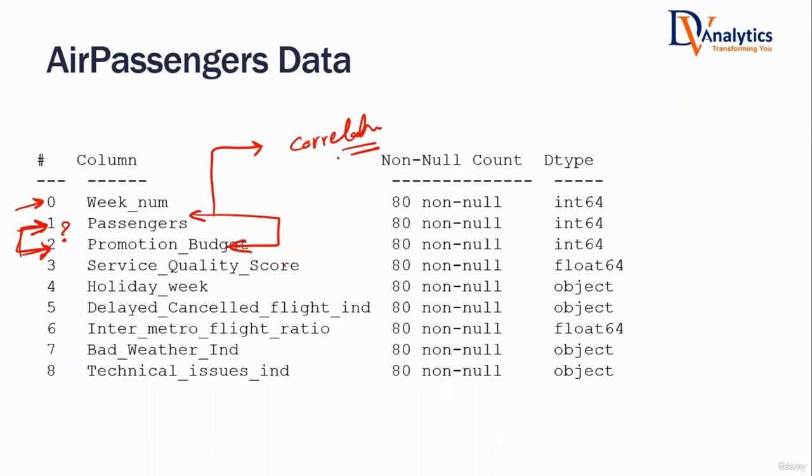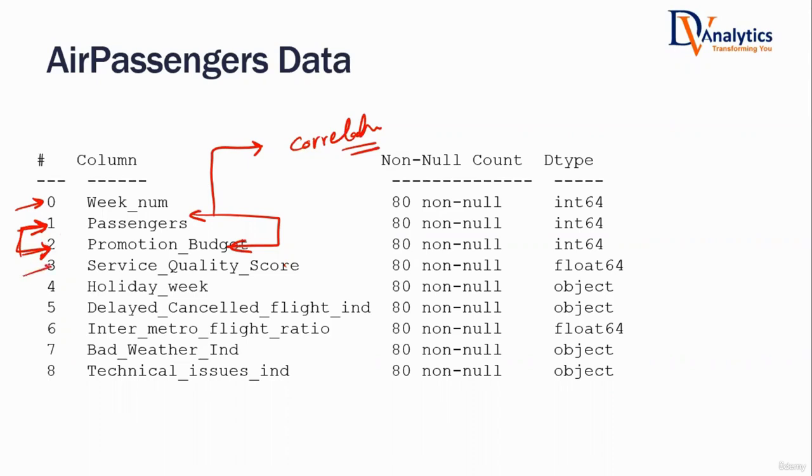So correlation is used for finding out whether variables are associated or not. If they are associated, not all variables are equally associated. Some variables are very strongly associated. Some variables are weakly associated. Some variables are never associated. Okay. Let us look at some other variables.